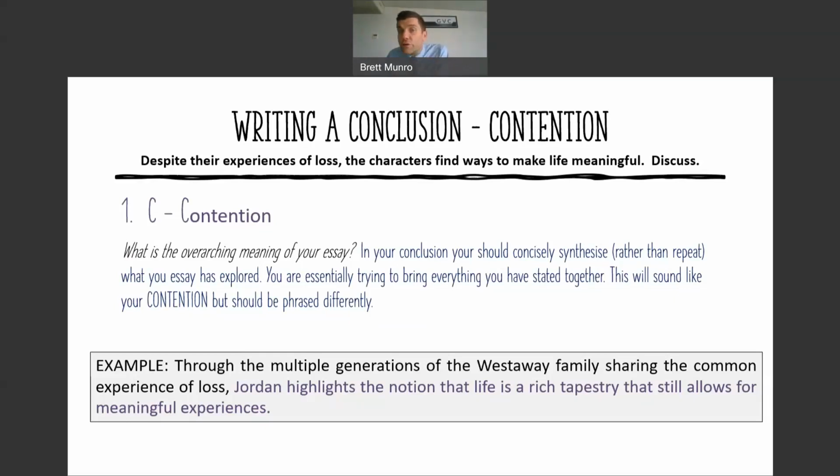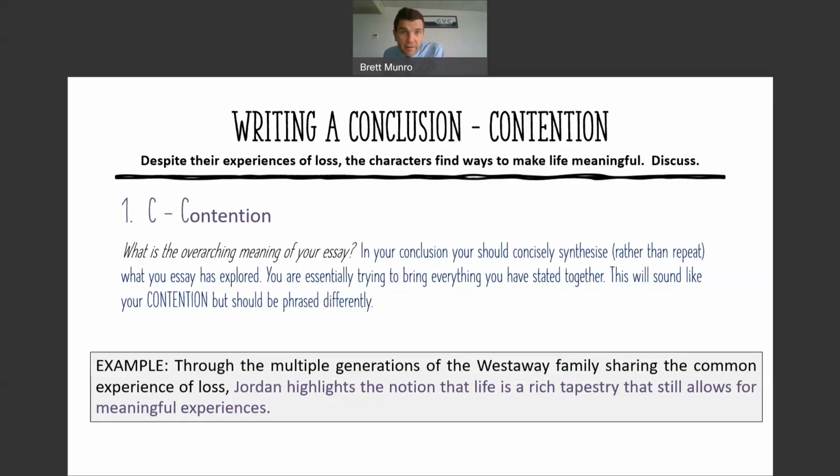In your conclusion, you should concisely synthesize rather than repeat what your essay has explored. You're essentially trying to bring everything you have stated together. This will sound like your contention, but it should be phrased slightly differently. You shouldn't just repeat what you've written in your introduction. At the very least, it needs to be paraphrased.